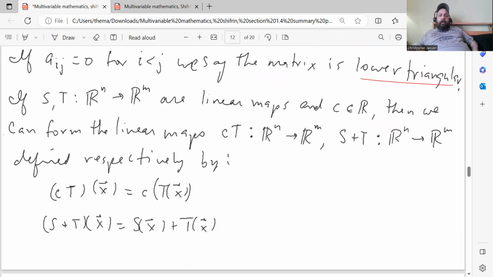If S and T are linear maps between Rn and Rm, and c is a scalar in the real numbers, then we can form the linear map cT. This is the scalar multiplication of the linear map T by c. That gives you a linear map from Rn to Rm, and also you can add the maps together. That gives you another linear map from Rn to Rm, which you could check by using the definitions here. So cT of the vector x is equal to c times T of x, and S plus T of x is equal to S of x plus T of x. So these are linear maps also.